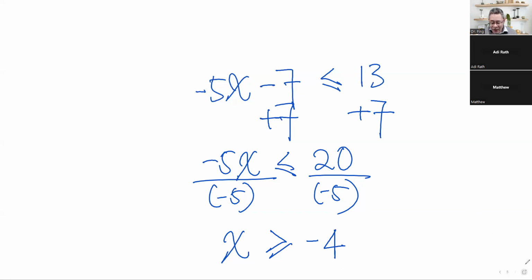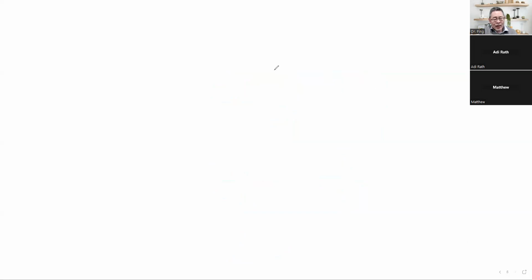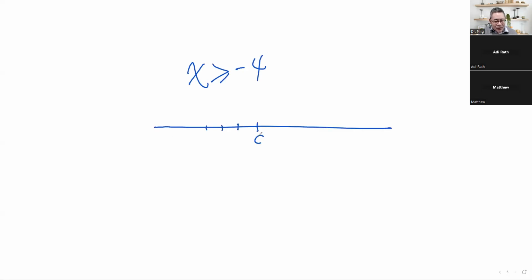Okay, so now we're going to get something even more interesting. On this, it's just one dimension. You have x, say x greater than -4. You just find -4: this is 0, -1, -2, -3, -4. Then we put a circle, and since it's greater than, we go to the right.